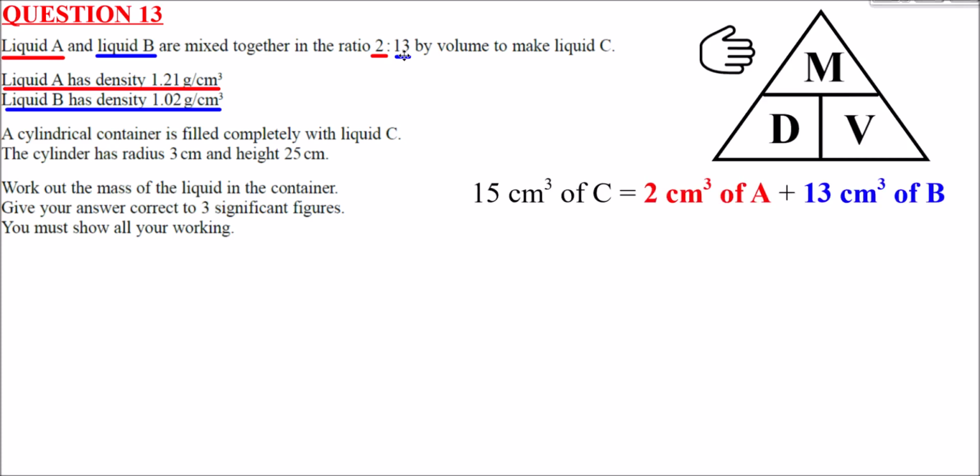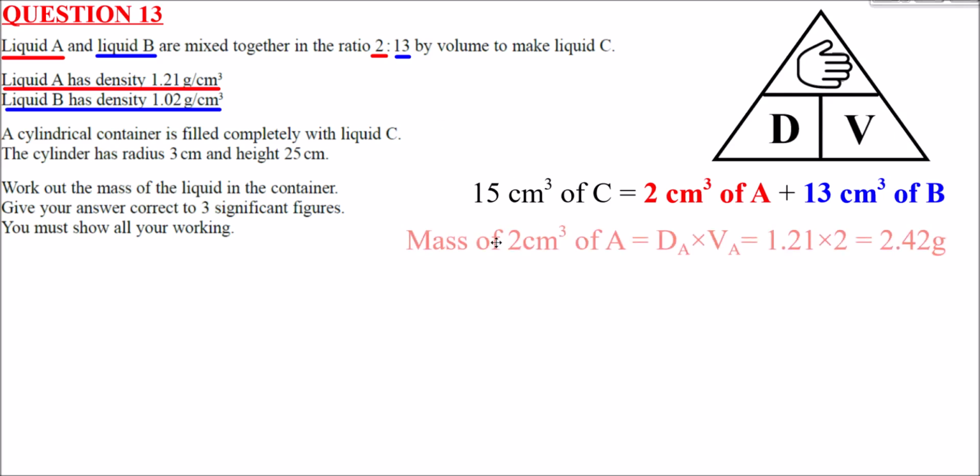What we can now do is to work out the total mass of 15 cubic centimetres of C by working out the mass of this much of A added to the mass of this much of liquid B. And to work out the mass, if I cover this up like so, the mass is density multiplied by volume. So considering liquid A first, the mass of 2 cubic centimetres of A would be the density of liquid A multiplied by the volume of liquid A. So that's going to be 1.21 multiplied by the 2 cubic centimetres we need, which is 2.42 grams.